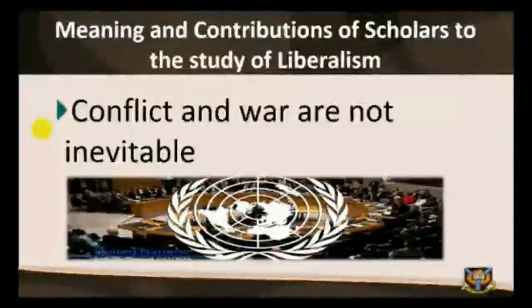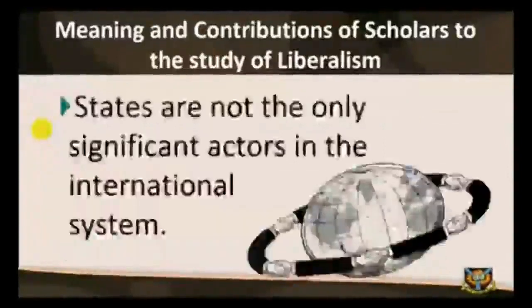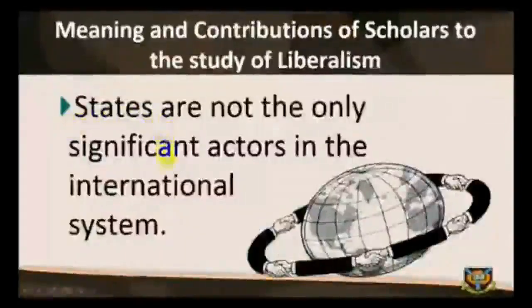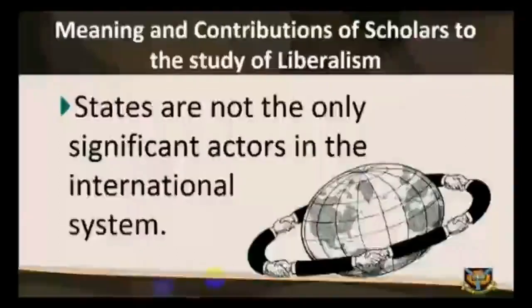While liberals also acknowledge the central role of the states, they believe that states are not the only significant actors in the international system. They argue that bodies like the United Nations, UN, European Union, EU, etc., and actors such as multinational corporations, non-governmental organizations like Amnesty International, Greenpeace, etc., are as significant as the state in international relations.